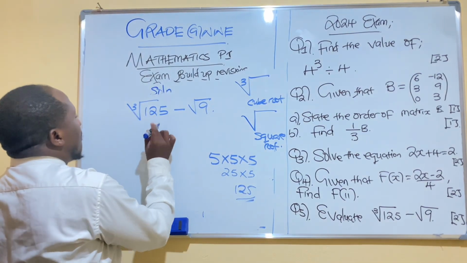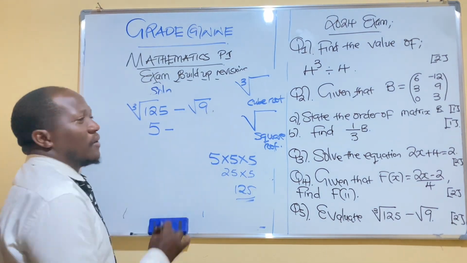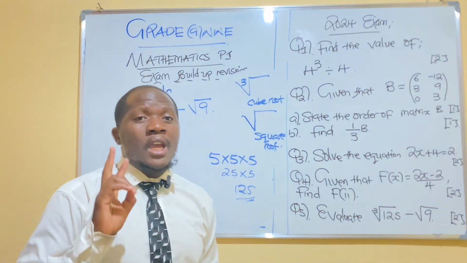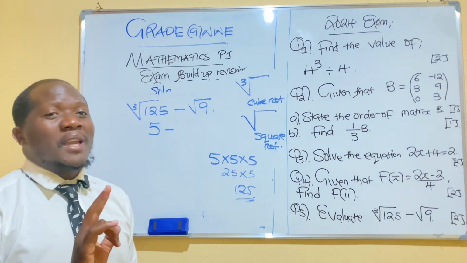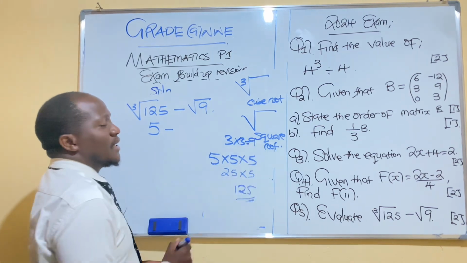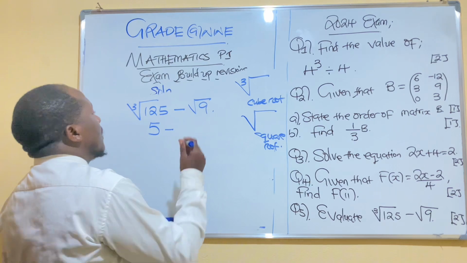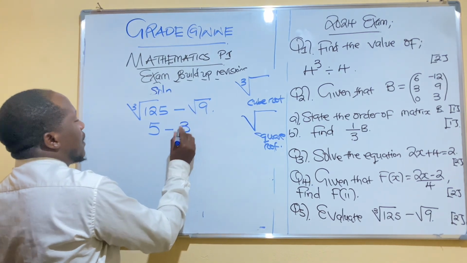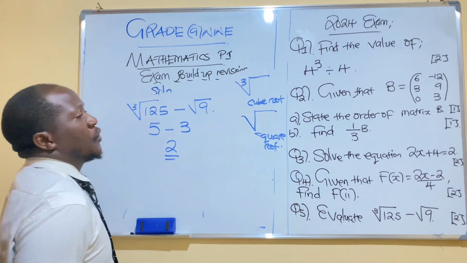So the cube root of 125 is going to be 5, minus, what is the square root of 9? Which number can you multiply 2 times by itself such that you get a 9? This is going to be 3 times 3, which gives us 9. So the square root of 9 is going to be 3. So 5 minus 3, the answer is 2.